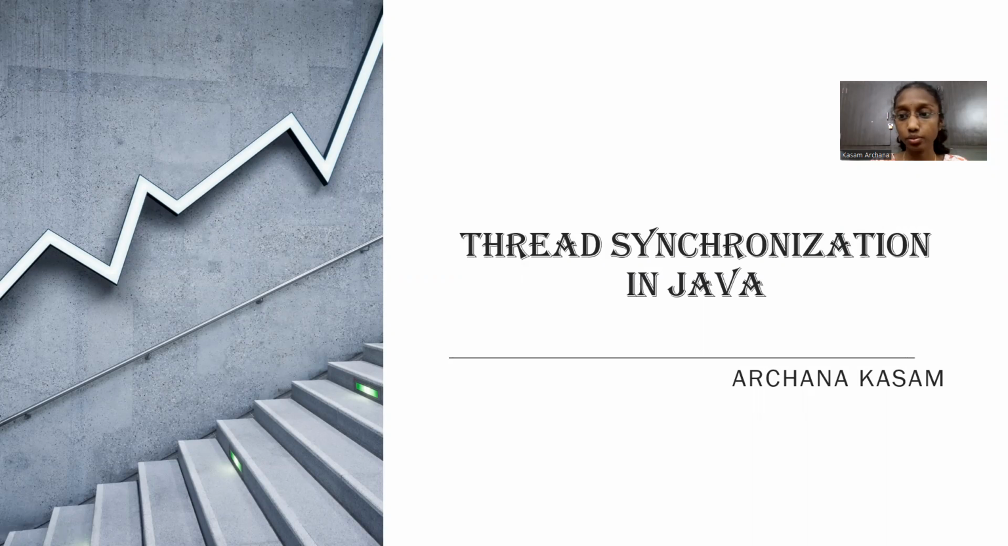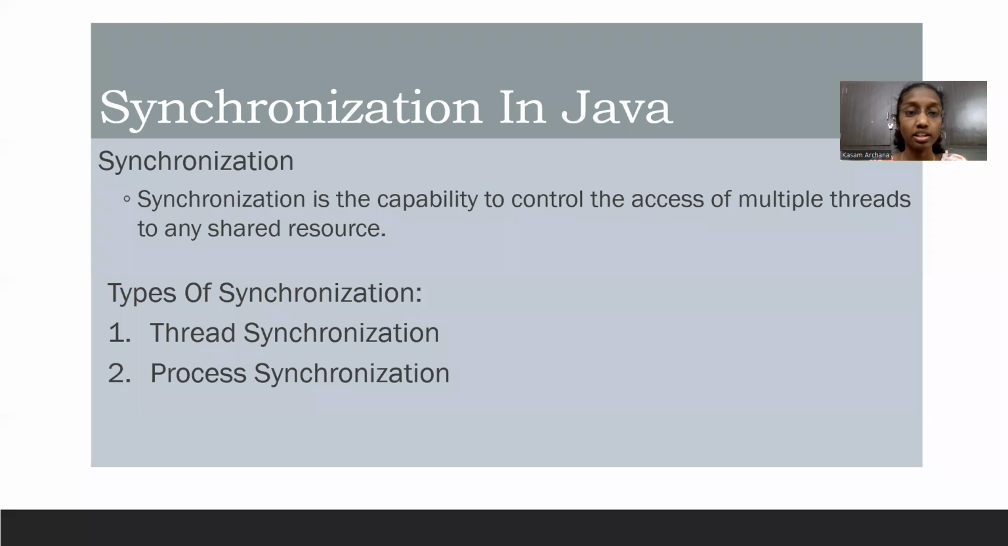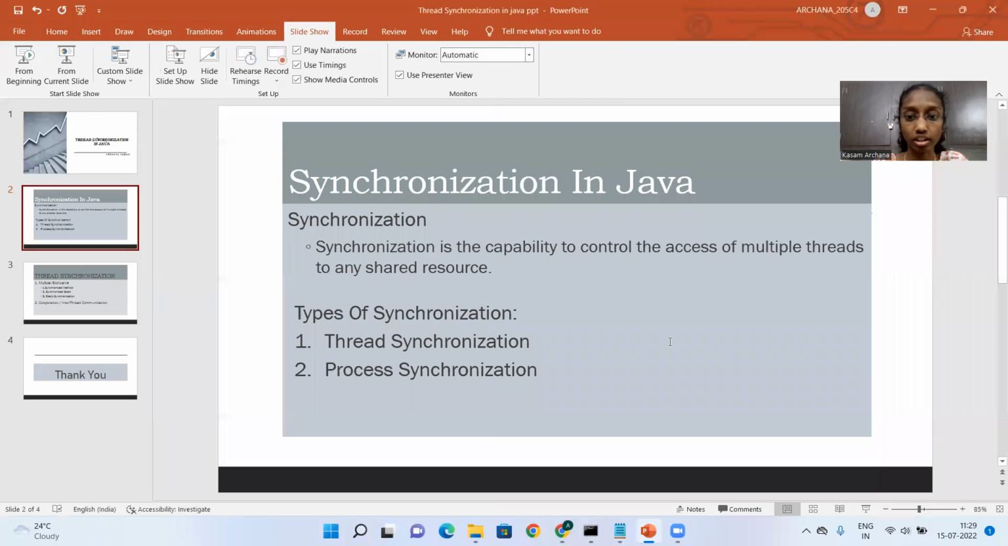Firstly, let's learn what synchronization is. Synchronization is the capability to control multiple threads which are using a shared resource. It describes the alignment of the threads during execution when they use a shared resource. Now let's observe synchronization in Java using a program.